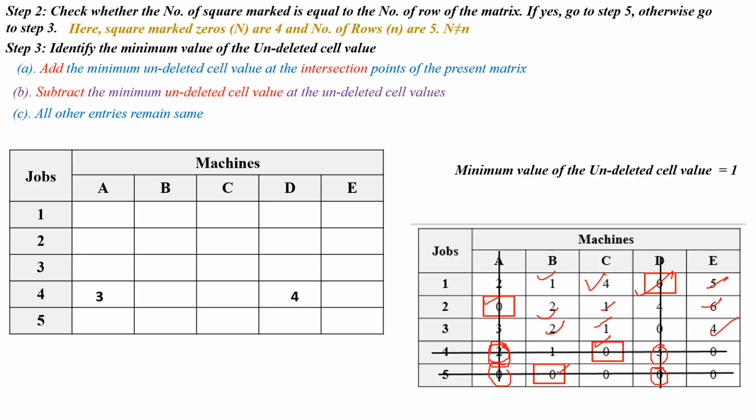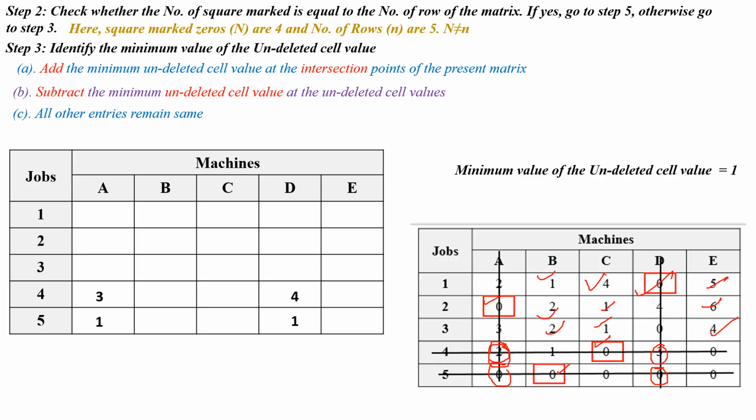Similarly, for job 5 and machine A, the intersection value is 0 and the minimum undeleted cell value is 1. So 0 plus 1 equals 1. Another intersection point is job 5 and machine D. Its value is 0. We add the minimum value of 1, so 0 plus 1 is 1.